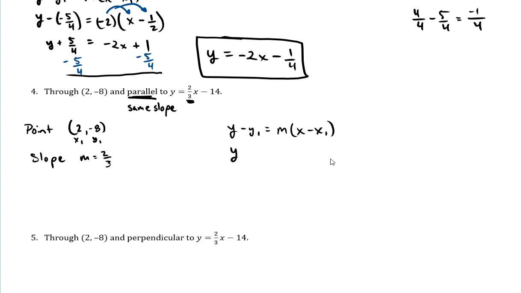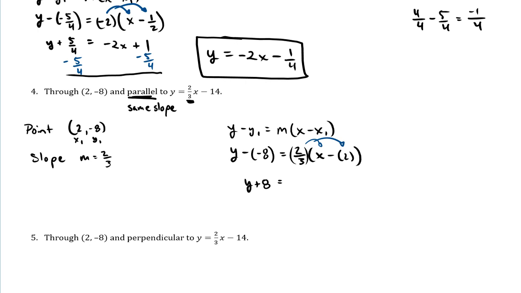Let's plug this in. As long as we know what it means to be parallel, it's not too bad. So we have y minus negative 8 equal to the slope of 2/3, and then x minus x1, which is 2. All right, and now let's solve for y. So let's distribute the 2/3, and we'll do the minus and negative is plus.